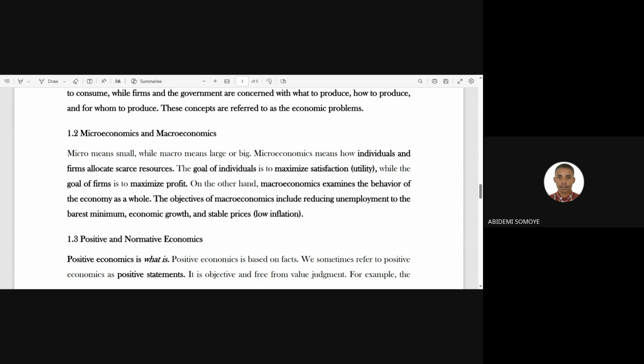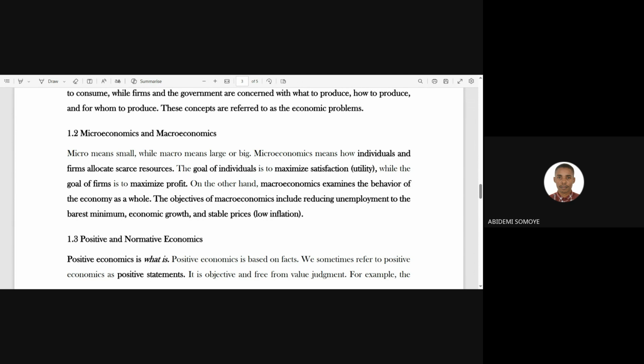Microeconomics means how individuals and firms allocate scarce resources. The goal of individuals is to maximize satisfaction, which is utility. So remember, you have micro and you have macro. Microeconomics deals with a small part of the society. We are not looking at a macro concept or a bigger picture of the society. We're just looking at the individuals and the firms.